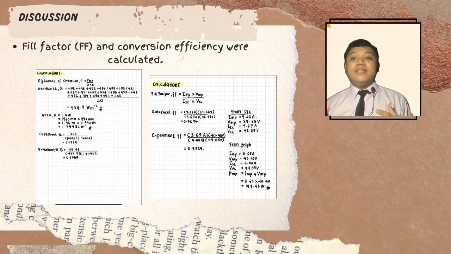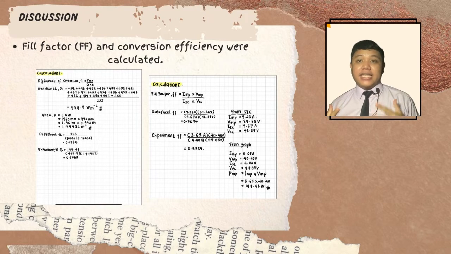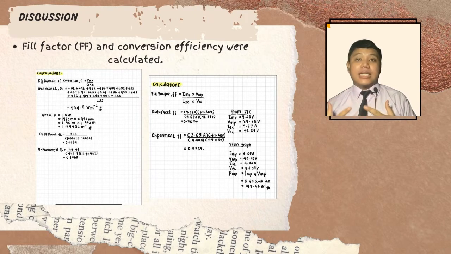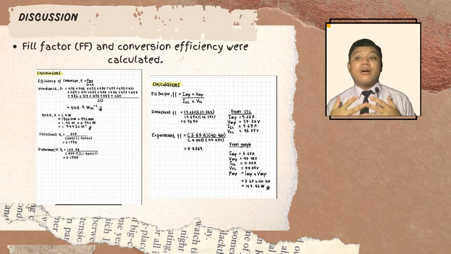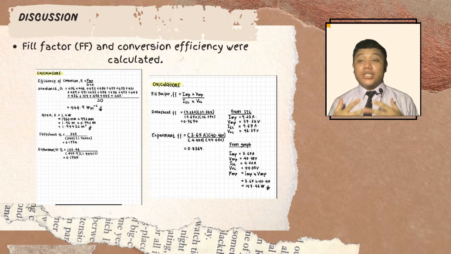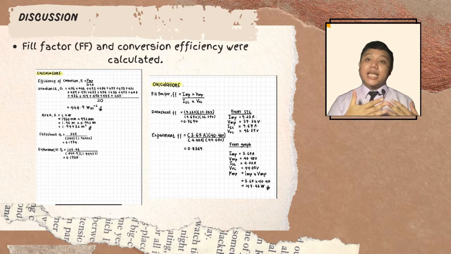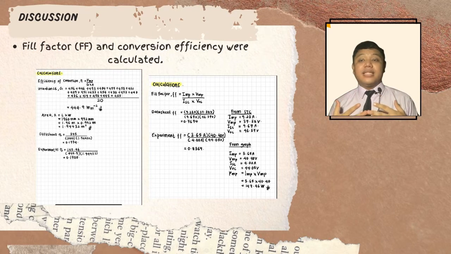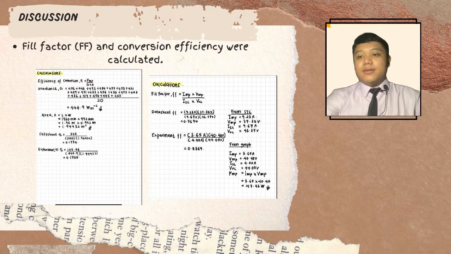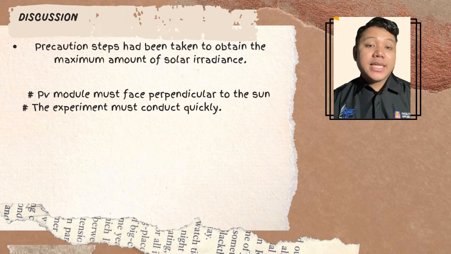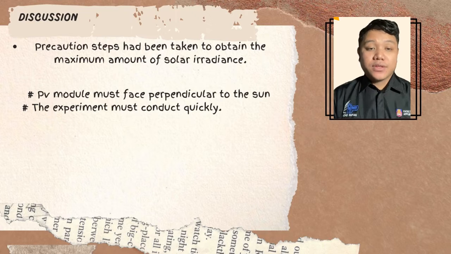By obtaining these 5 parameters, the fill factor and conversion efficiency were calculated. The fill factor represents the measure of squareness of the current-voltage curve as shown in the graph. Next, the irradiance value used to calculate the efficiency was the average irradiance measured during the experiment. The value of the fill factor is 0.8369 and the conversion efficiency is 0.1705.